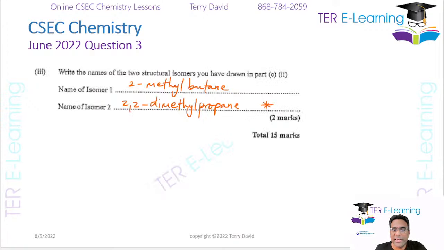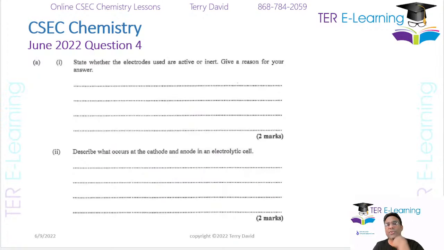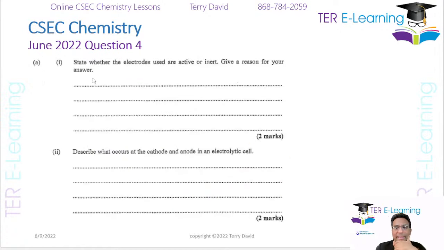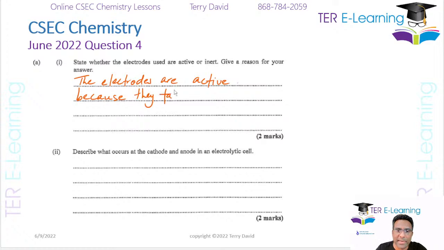All right, let me come back here now to the electrolysis and see what we need to do. State whether the electrodes used are active or inert and give a reason for your answer. So in this reaction, we have copper electrodes and a copper(II) sulfate solution, right? Those electrodes are considered active electrodes. So you're going to say the electrodes are active, and all you need to say here is because they take part in the reaction.